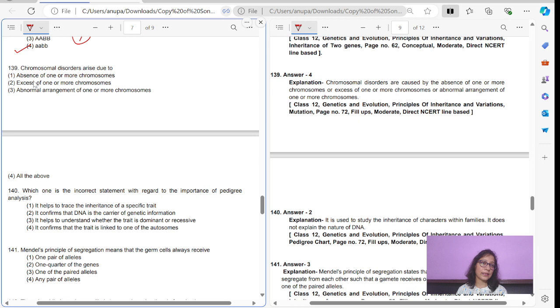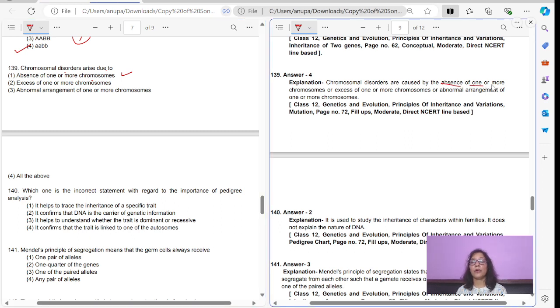Question number 139 states that chromosomal disorders arise due to... means we have to find out the reason of chromosomal disorders. So let's read the options. The first option is absence of one or more chromosomes. This is right. Chromosomal disorder is due to the absence of one chromosome or due to the presence of extra chromosomes, or it may be due to the abnormal arrangement of one or more chromosomes.